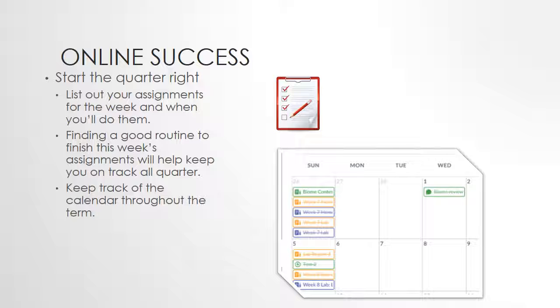Finding a good routine to finish this week's assignments can help you keep on track for the rest of the quarter. And then also, make sure you keep track of your calendar throughout the term. So it's a pretty handy calendar in Canvas, looks like this. It shows each class gets a different color and it shows you what's due and when it's due. So make sure that you're checking that frequently so you don't forget due dates.